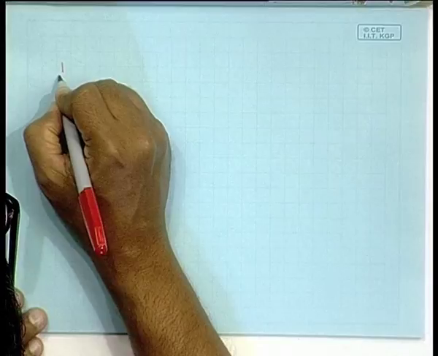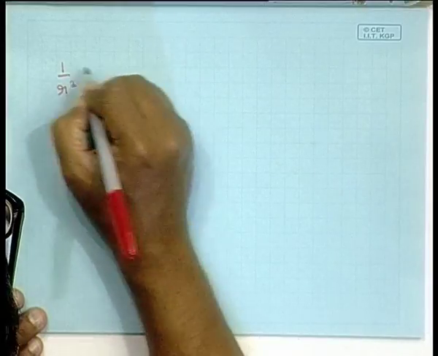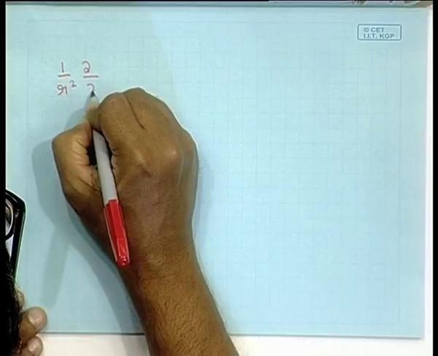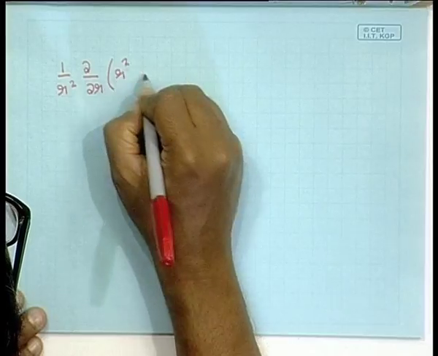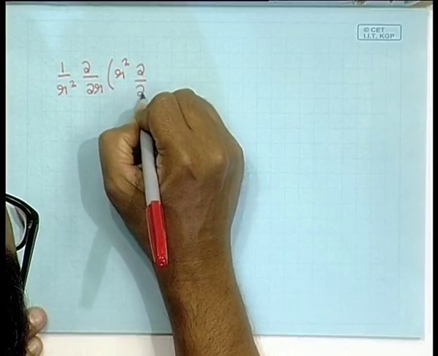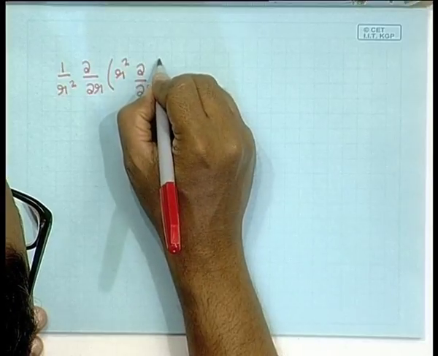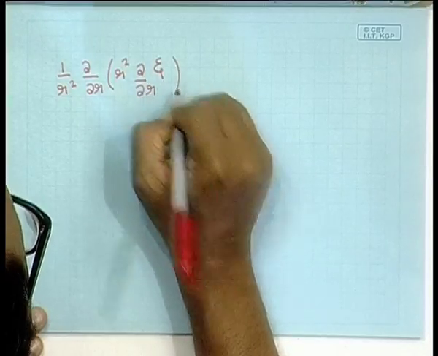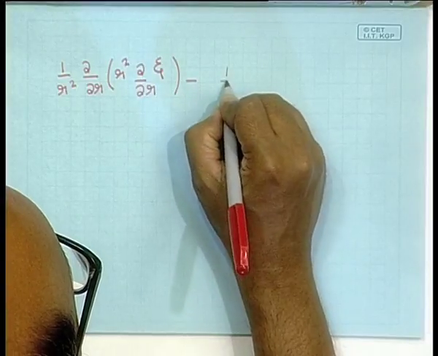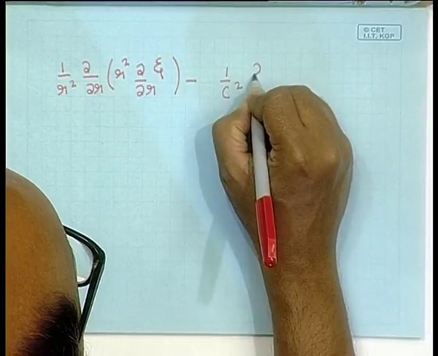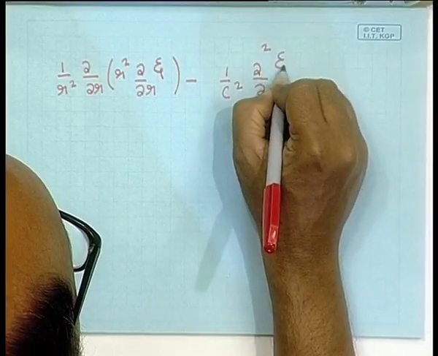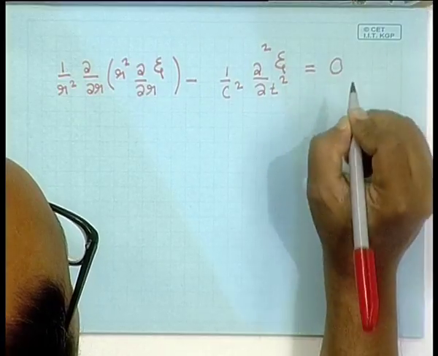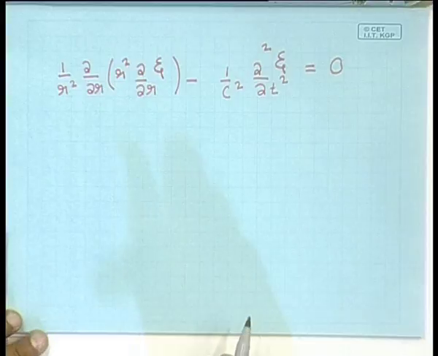So for a spherical wave, the wave equation now becomes 1 by r square partial derivative with respect to r, and then I have r square partial derivative with respect to r of xi, minus 1 by c square partial derivative with respect to t square of xi. This is equal to 0. We are looking for solutions to this equation. Xi is a function of r and t.